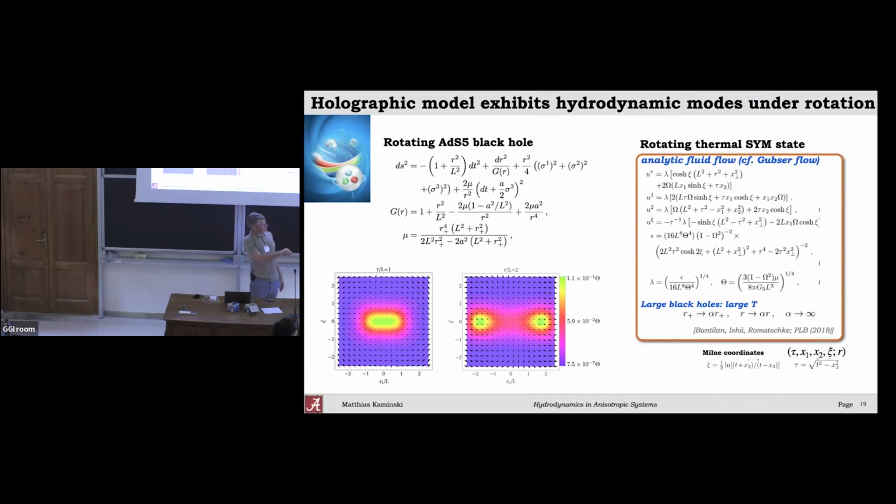This is not so important, but the point is this is an analytic fluid flow that we can extract from this rotating black hole on the boundary. It's analytically known, and it encodes rotation and vorticity. So you can calculate, for example, the vorticity vector, and it's non-zero on this flow, and this is a solution to the Navier-Stokes equations.